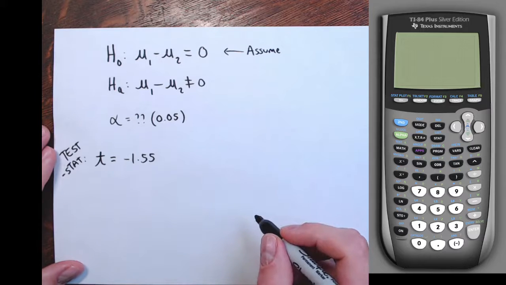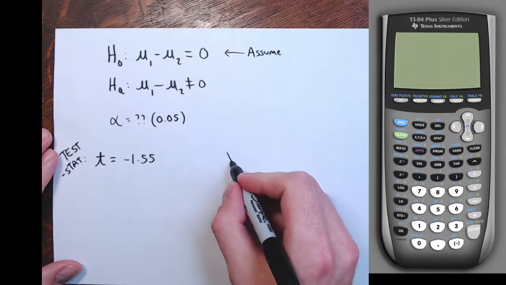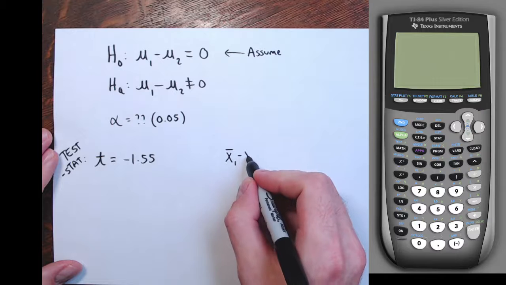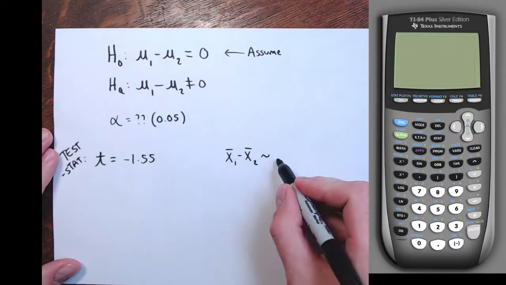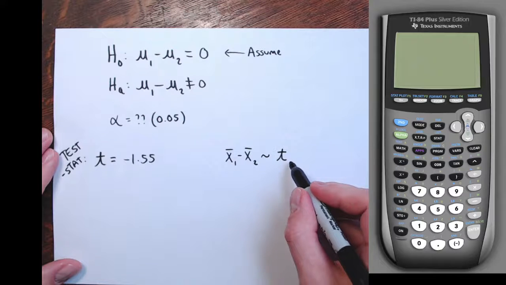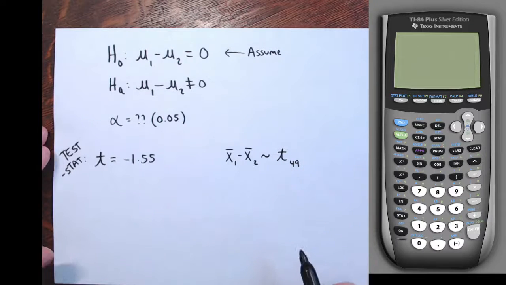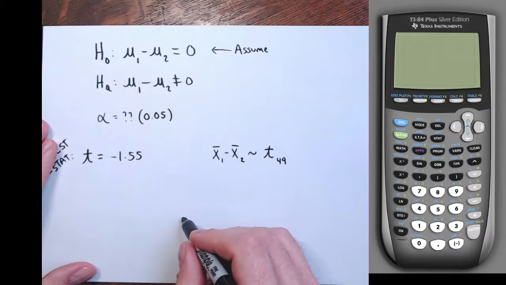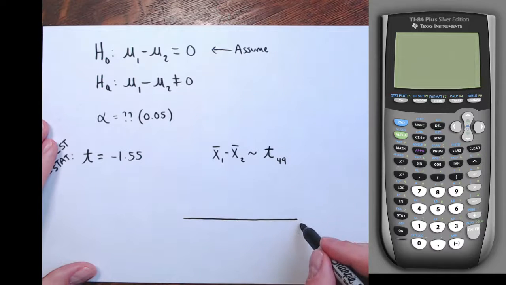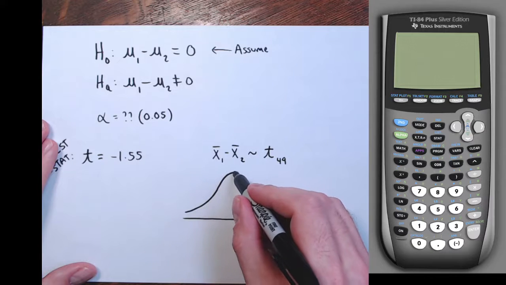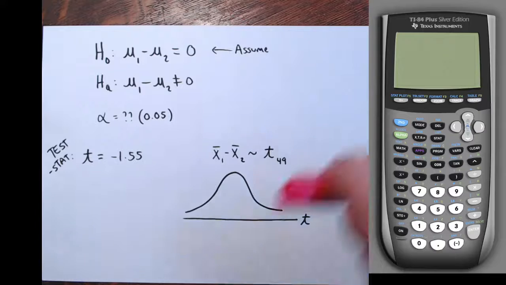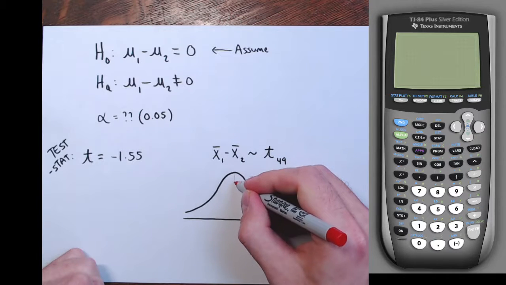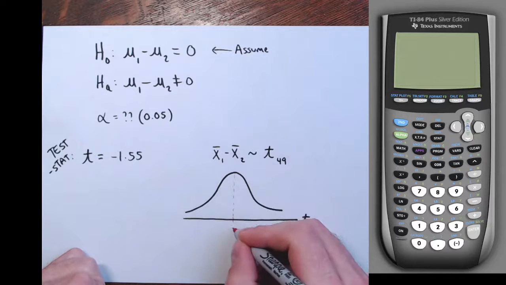Right. And they've also told us that the distribution of the difference in sample means, that x1 bar minus x2 bar, has a student's t-distribution with 49 degrees of freedom. And I'll draw this. So you have a horizontal axis here representing t-scores. T-distribution's a bell-shaped symmetrical distribution similar to a normal. Underneath the peak is a t-score of 0.